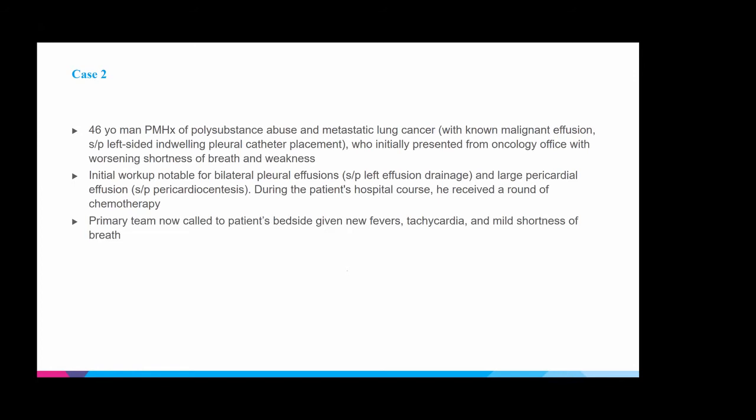Initial workup was notable for bilateral pleural effusions. He had the left side drained earlier in the hospital stay. He also had a large pericardial effusion and underwent a pericardiocentesis. And then he received a round of inpatient chemotherapy, so he's been here a long time. The primary team is now getting calls because he has new fevers, tachycardia, and mild shortness of breath.